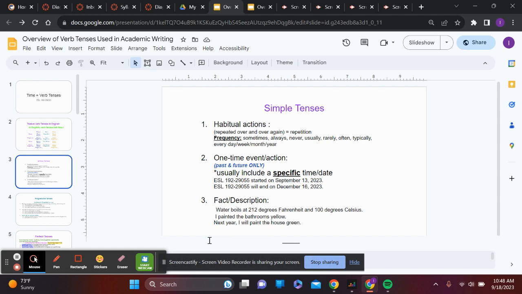A third use of simple tenses is to describe facts, something that is true, something that has been proven, and a description where you use colors and you describe what you see. Like, I painted the bathroom yellow. Next year I will paint the house green. So that's the simple tenses.